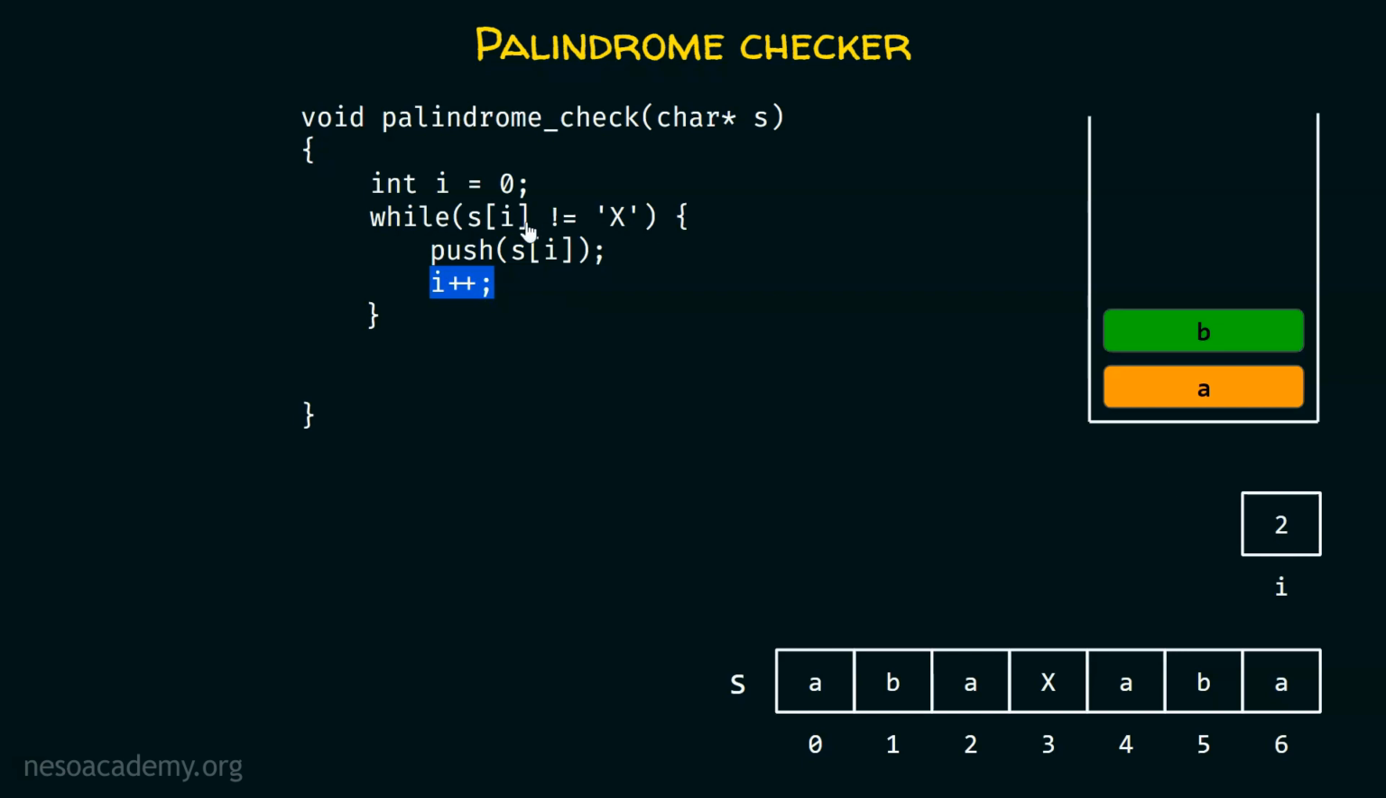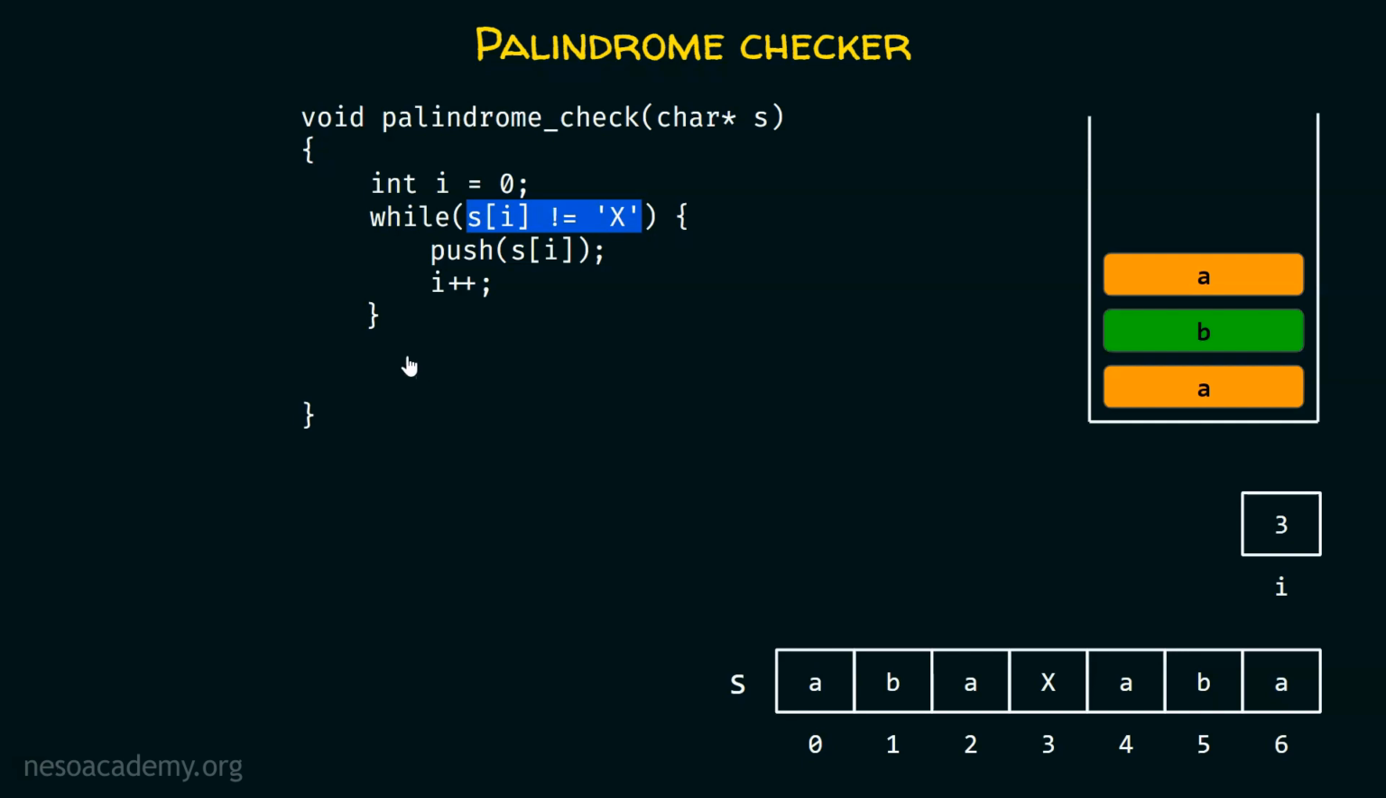This becomes 2. Again, we'll check: is S[i] equal to X, that is, S[2] equal to X? S[2] is this character. S[2] is not equal to X. Therefore, we can get inside this while loop, push this element onto the stack, and then increment our i variable. It becomes 3. Now we'll check: is S[3] equal to X? Yes, you can see that S[3] is equal to X. So we will get outside of this while loop.